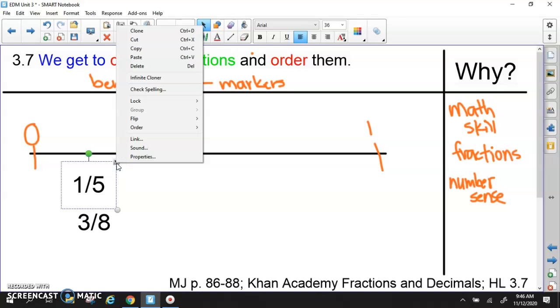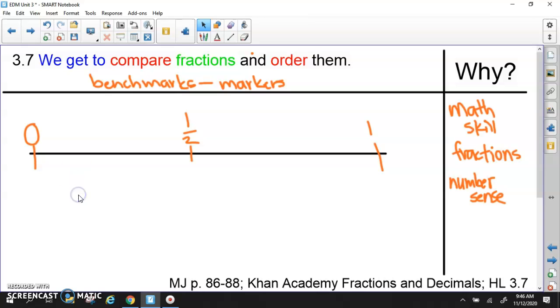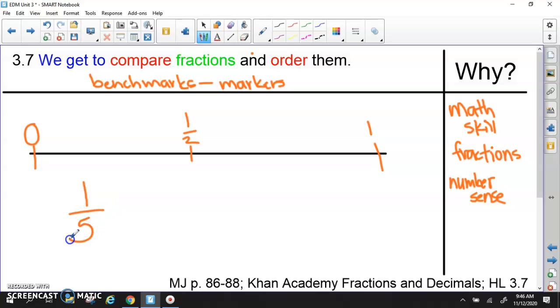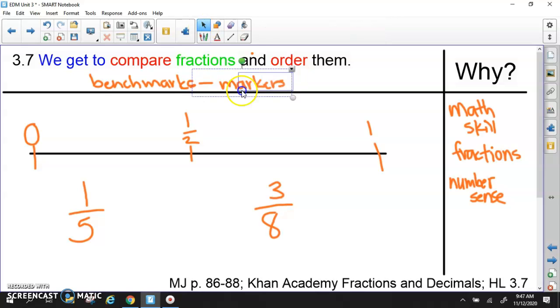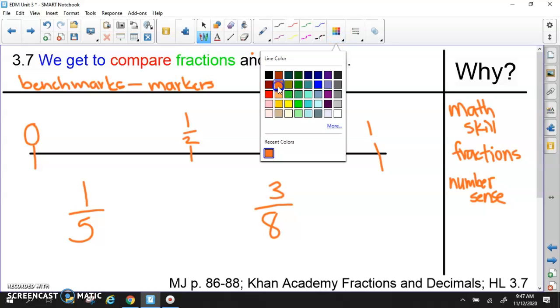All right, let's try this. So I've got 1/5 and 3/8. I want to build what's called a common denominator. What do you think common denominator means? Yes, sir. A basic denominator, yes, but think of this word common. What does common mean?